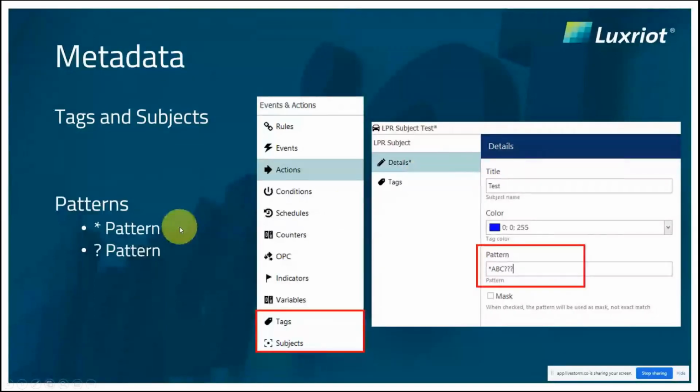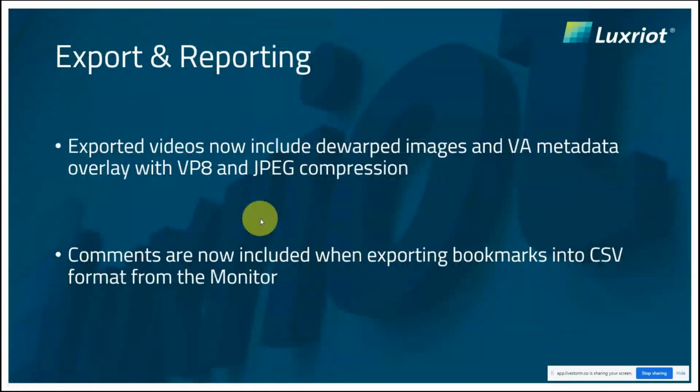The next one. Now we jump towards the less exciting stuff: some improvements on the export and reporting. Now you can export videos that include not only raw images, because before we had an issue that from the fisheye cameras we were able to export just the raw image. Now you can export the developed images, and it also includes all the video analytics metadata overlays. So all the bounding boxes whatsoever can be exported when you choose any sort of VP8 or JPEG compression as well.